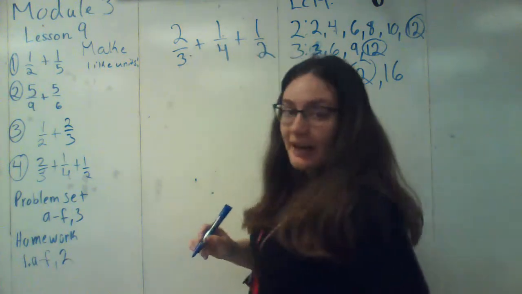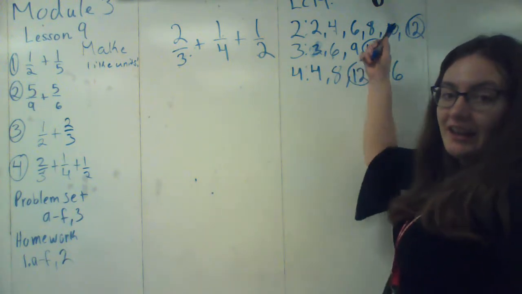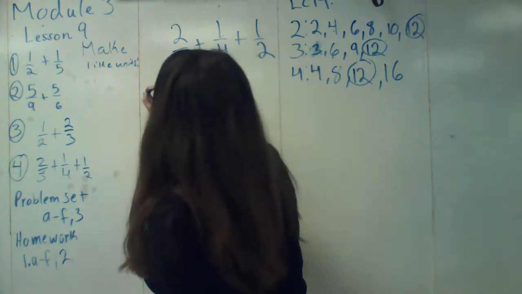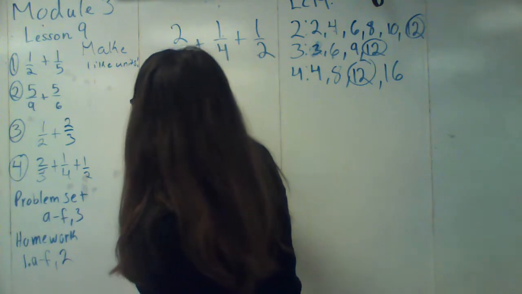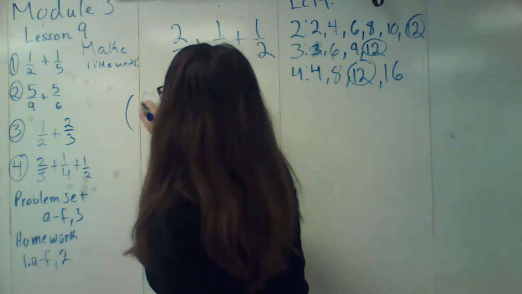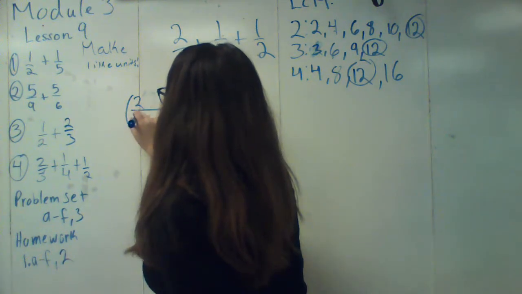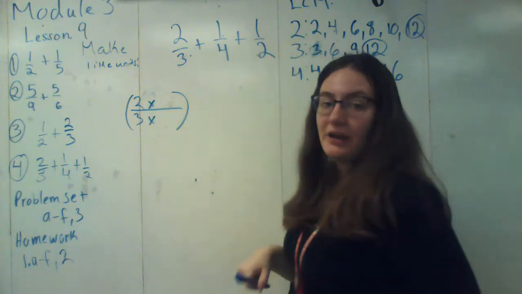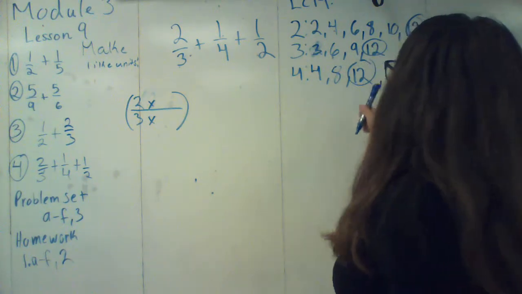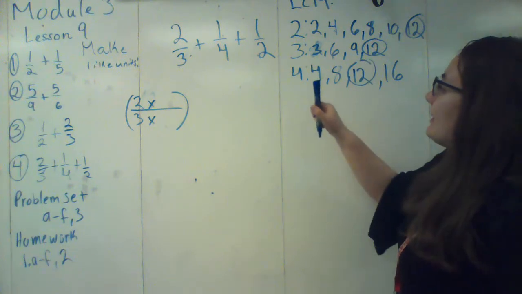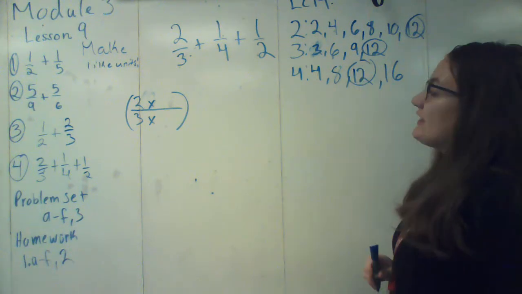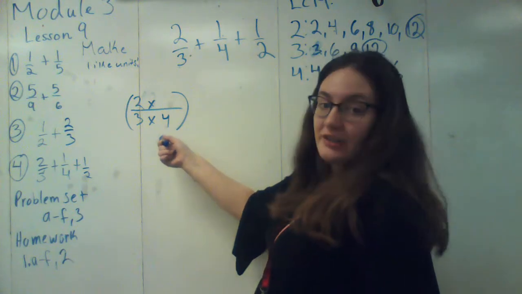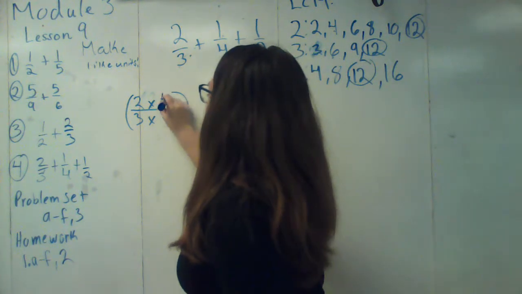So for this one, we're going to do kind of a lot of work, but the end goal is that I want all my denominators to be 12. So for this one right here, I'm going to write my parentheses and my fraction. So I have 2/3 times. So I think about 3 times what is 12? So 3 times 4. And then whatever I do to the bottom, I have to do to the top.